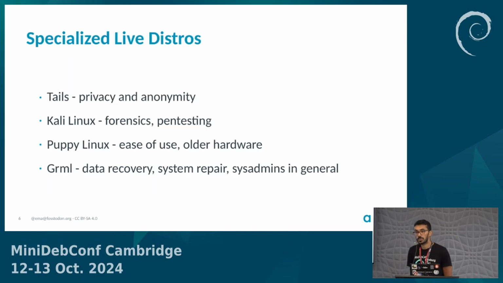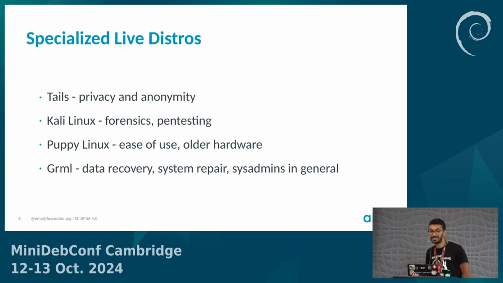Other than the general purpose ones, there are a few very popular live distros that go for a specific use case. Tails is perhaps one of the most well-known. The focus is privacy and anonymity. It comes with Tor pre-installed, and by virtue of being a live distro, of course, it's good in terms of privacy because you just don't store anything on the disk. So if some police force or whoever else gets their hands on your machine, you're not that concerned.